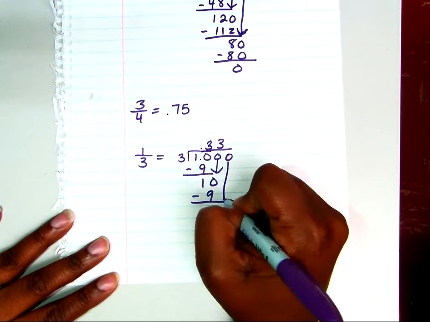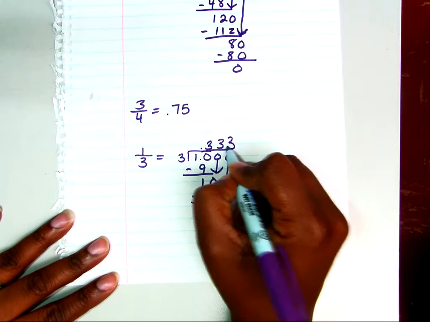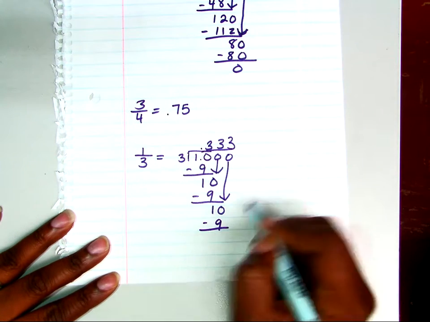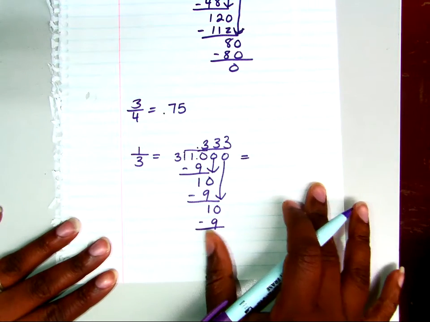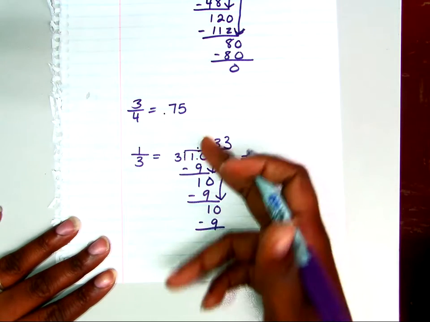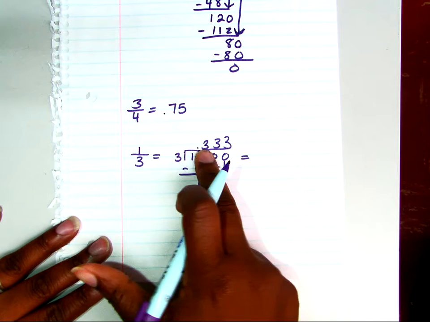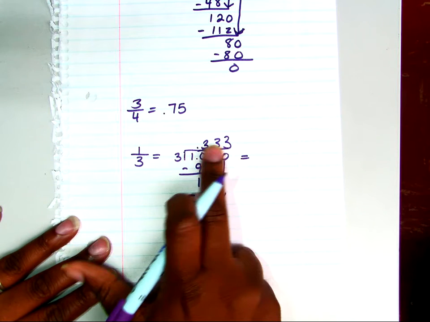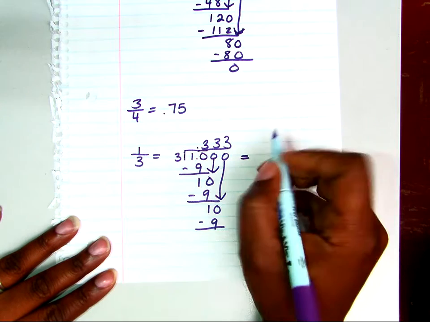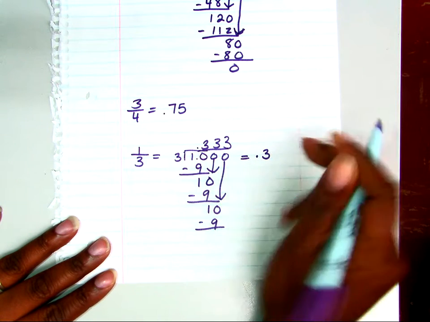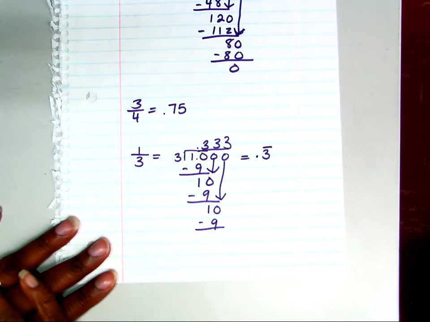Starting to see a pattern? How many times does 3 go into 10? 3 times. I'm not going to keep doing this. I figured out the pattern. Since I have a pattern, I need a way to represent that this is going to keep happening. So I ask, what number keeps repeating? I keep seeing 3s, so I'm going to put 0.3, and I'm going to put a line over the 3 to say that it's repeating.